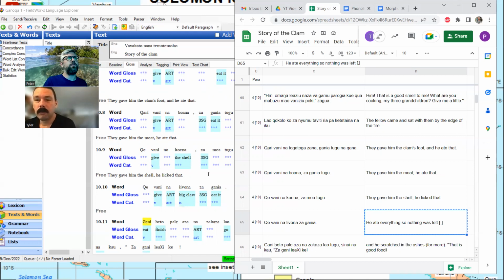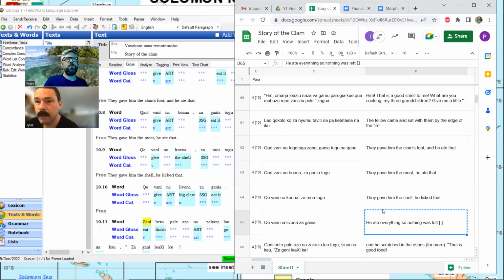I am confused here because he says... We might have a misalignment. Yeah. Okay. Because we should have a livona. We already know livona means big claw. He ate everything, so nothing was left. And this should be, they gave him the claw and he ate that. So mistakes do happen.